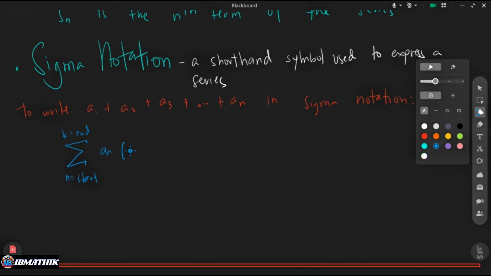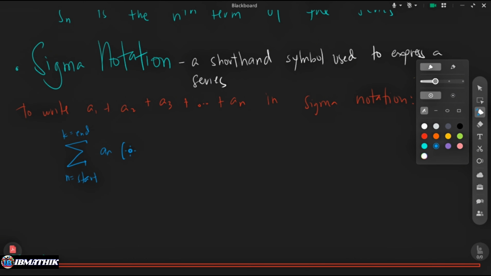Now let's move on. For you to understand more the sigma or the series, let's have an activity. Number 1. Find the sum of the first four terms of the sequence. So what are we going to do? Just keep on adding the 4 terms. So 3 plus 7 plus 11 plus 15. The answer is 36. Very good.